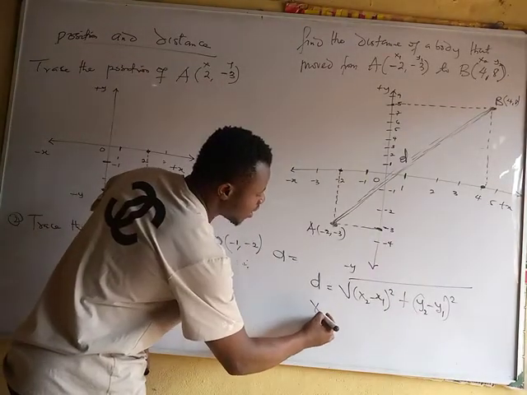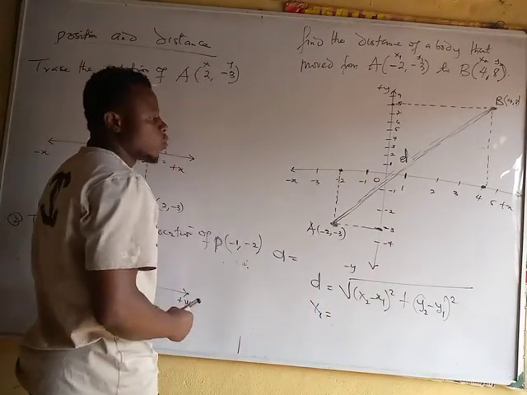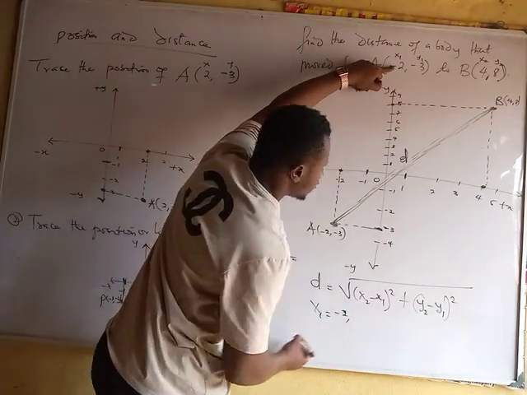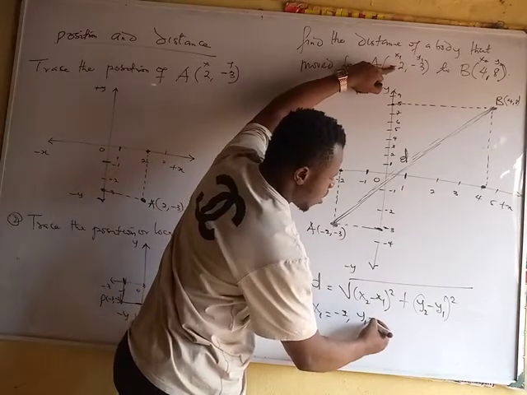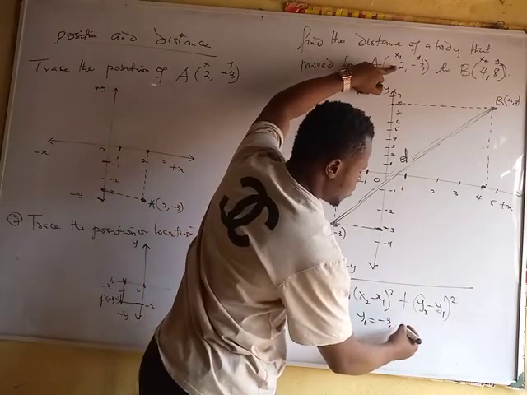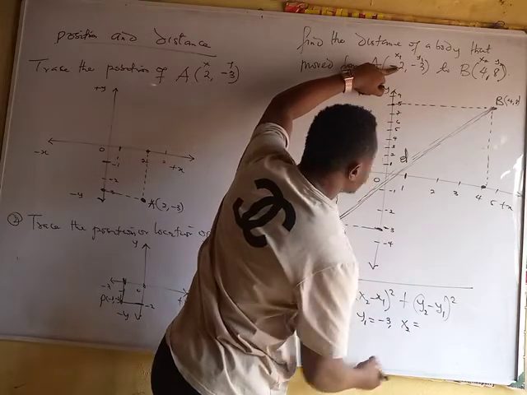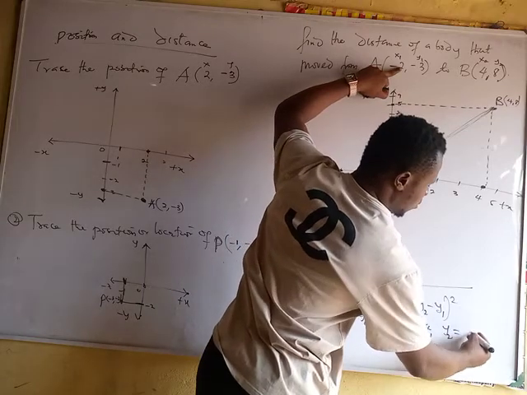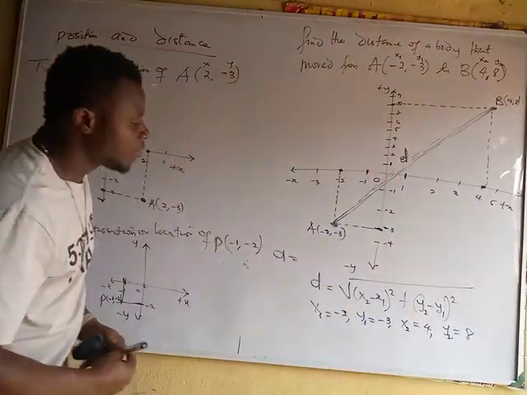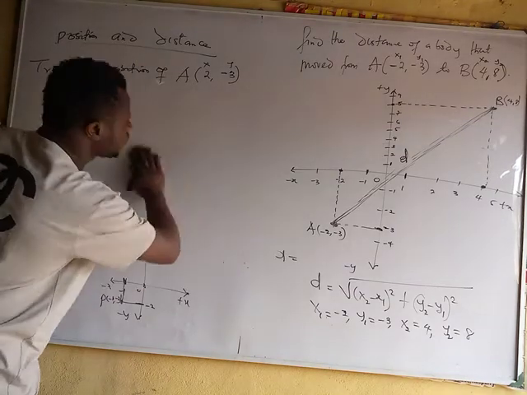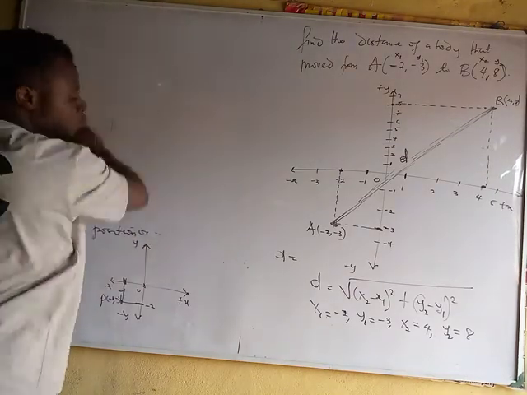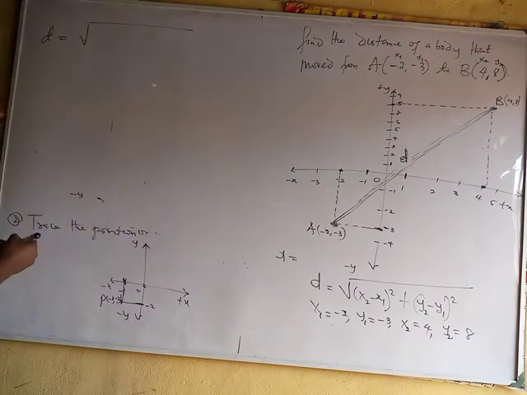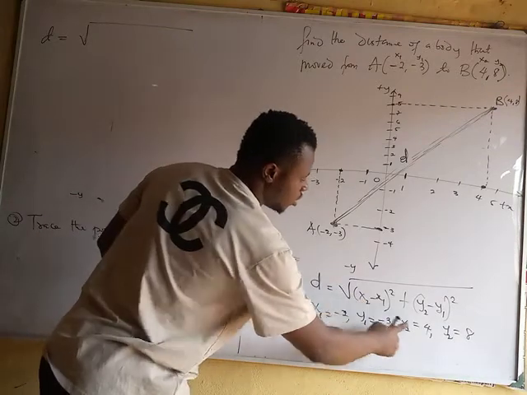So what's our S1? Our S1 is equal to minus 2. What is our Y1? Our Y1 is equal to minus 3. What's our S2? Our S2 is equal to 4. And what is our Y2? Our Y2 is equal to 8. Now go to the formula and substitute. Any place you see them, let us put them. Our distance is equal to square root of, our S2 is 4.